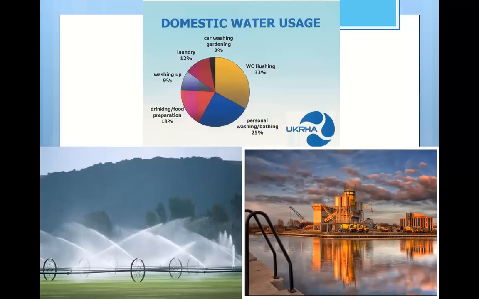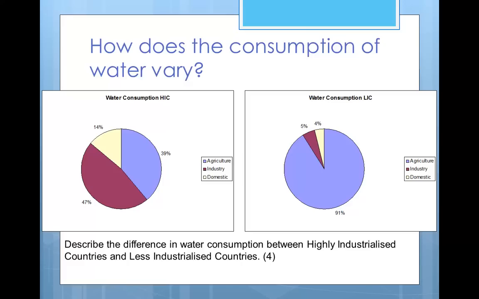So these three areas combine to produce global water consumption, and that takes us to these graphs. Okay, and these three graphs represent how water consumption varies. Now, this is an old exam question, and you can see the idea of what they're using the water for, and you can see a large variation between the two different areas. So the kind of question which they're going to ask for this is describe the difference in water consumption between highly industrialised and less industrialised countries, and that's worth 4 marks.